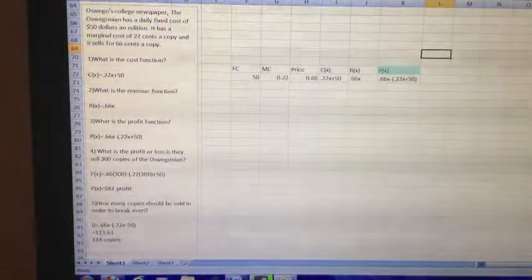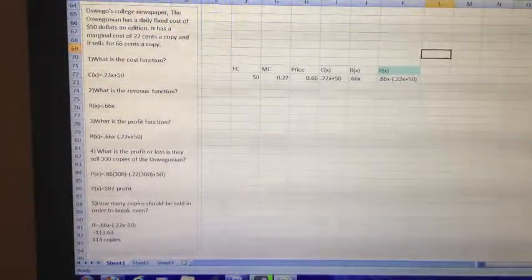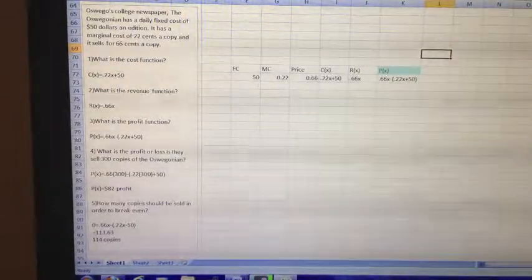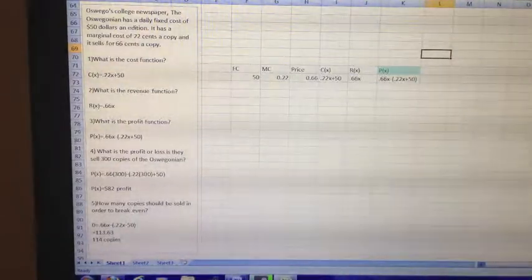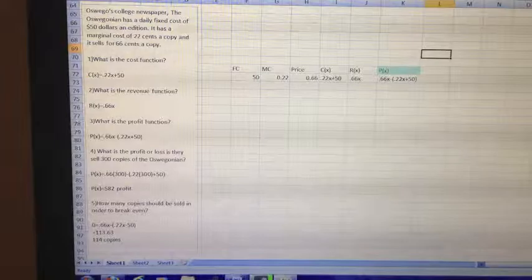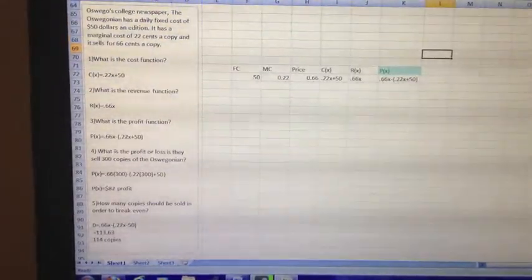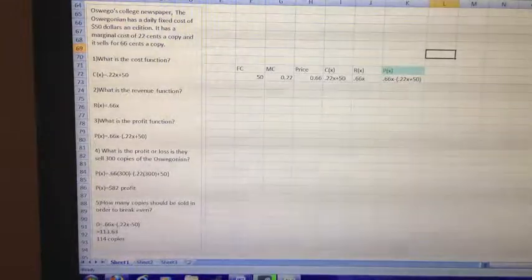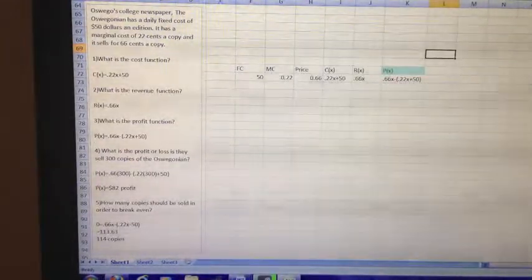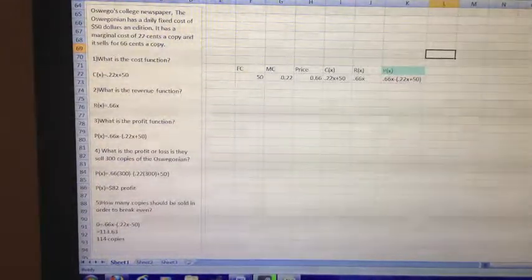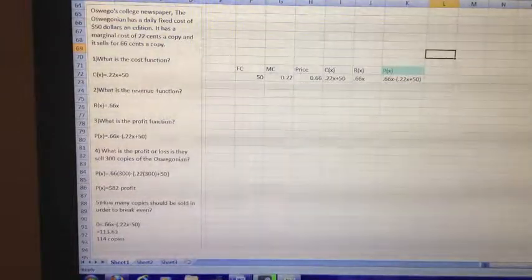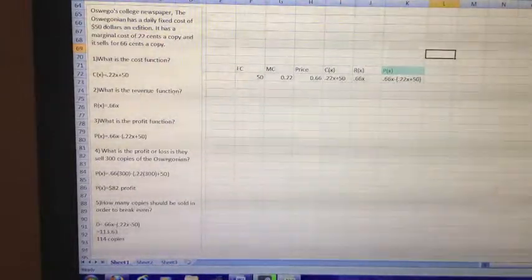Then it says, what is the profit or loss if we sell 300 copies of the Oswegonian? So what we would do for this is take 300 and substitute that in for our x value. So we take our profit function, put 300 in place of all the x's, do out the math, and then we get an $82 profit.